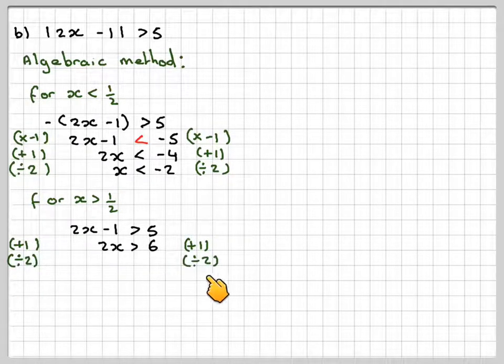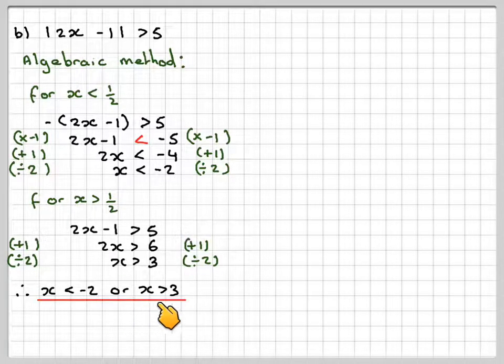If we divide both sides by 2 here, we're going to get that x is greater than 3. Right, so x is less than minus 2 but greater than 3, so we can't join the inequality up here, because x is less than minus 2 or x is greater than 3. So we have to separate the inequality with an or sign, or union if you're using set notation.